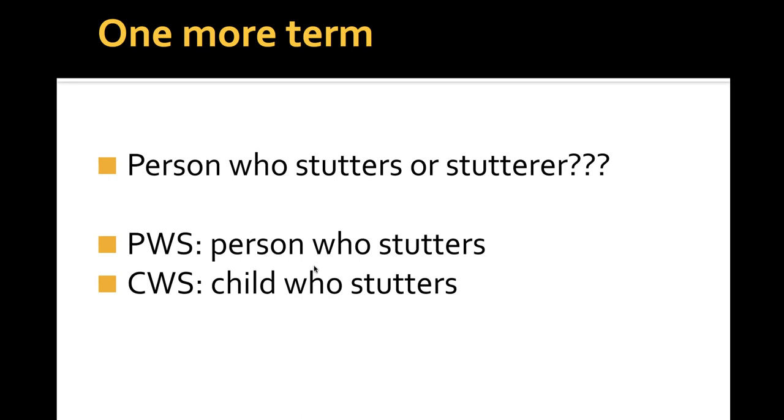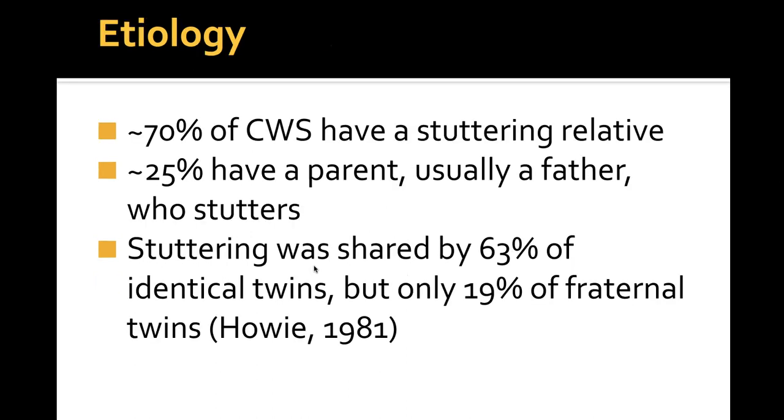and then here in the slides, sometimes we'll use abbreviations. We'll use PWS for person who stutters, CWS for child who stutters. But I've also heard people say, I don't care if you call me a stutterer or a person who stutters, just don't abbreviate me. So, no matter what you do, no matter what term we use, there's going to be someone out there who prefers one term over the other. So I kind of just use all three throughout this presentation.